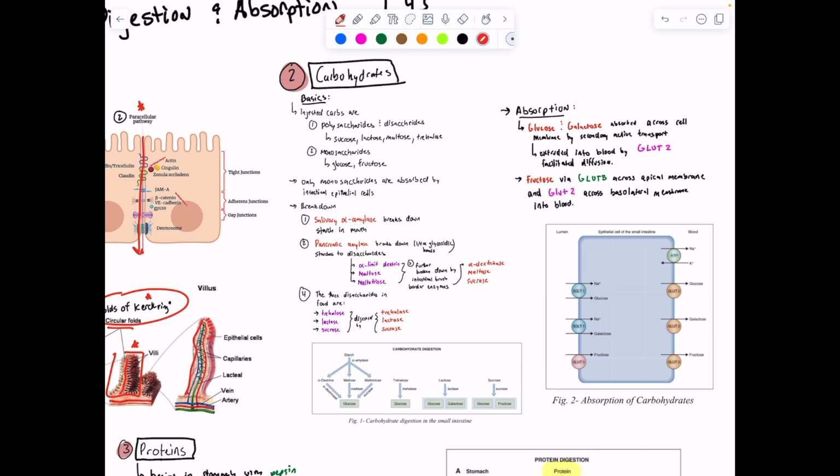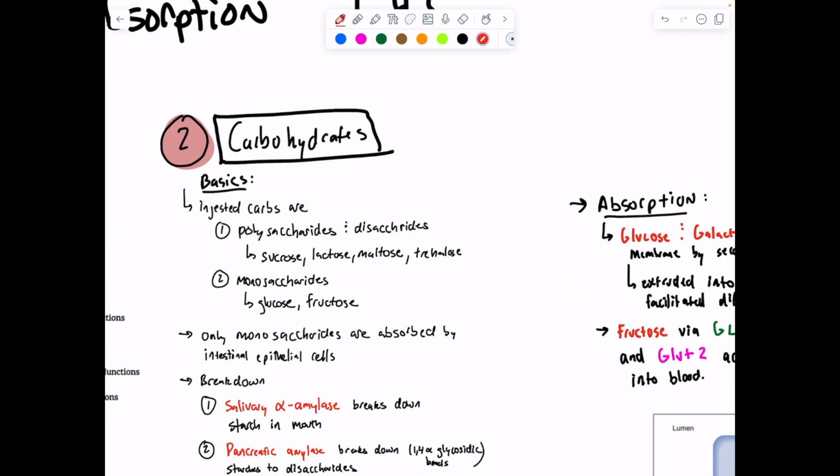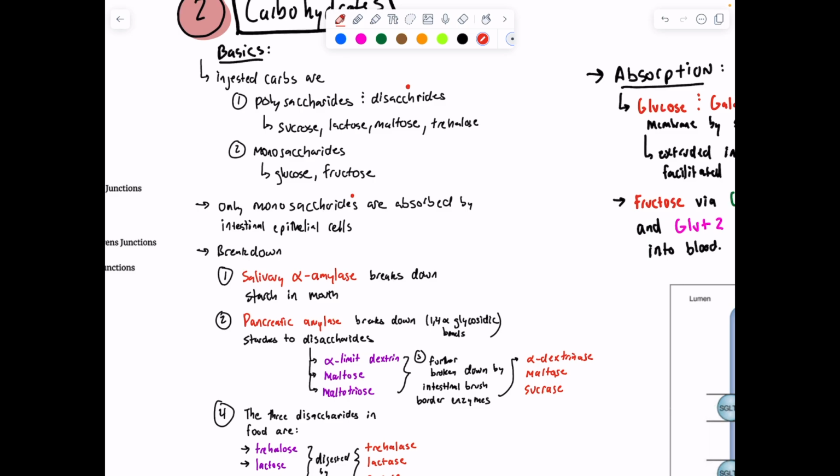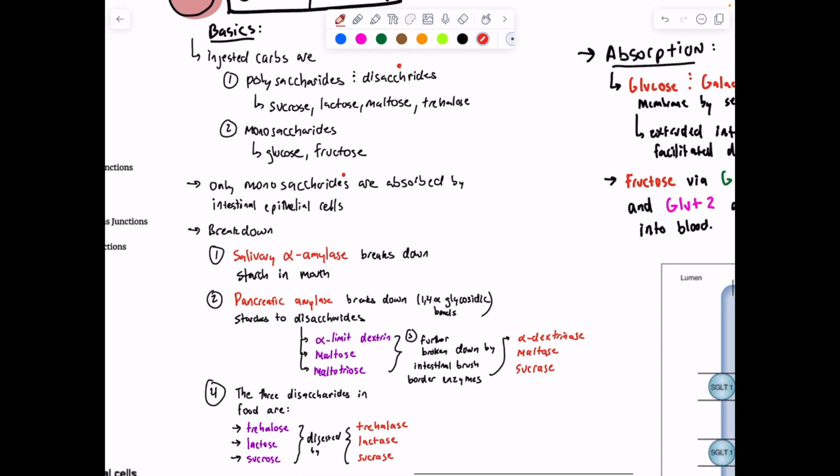And then starting with our carbs, we love carbs. Basics: ingested carbs are polysaccharides, meaning many monosaccharides together, or disaccharides, two saccharides together. We have sucrose, lactose, maltose, and trehalose, which are two monosaccharides, such as glucose and fructose. Only monosaccharides are absorbed by intestinal epithelial cells, so we need to break down our polysaccharides into monosaccharides.